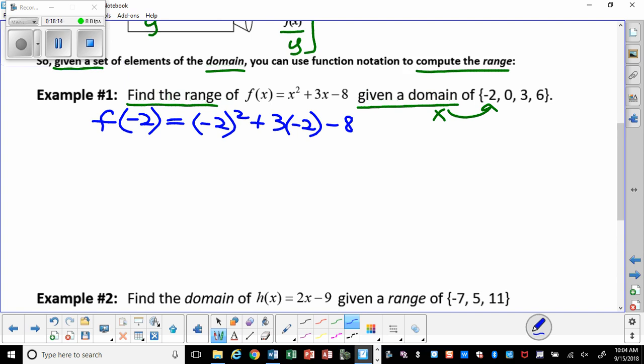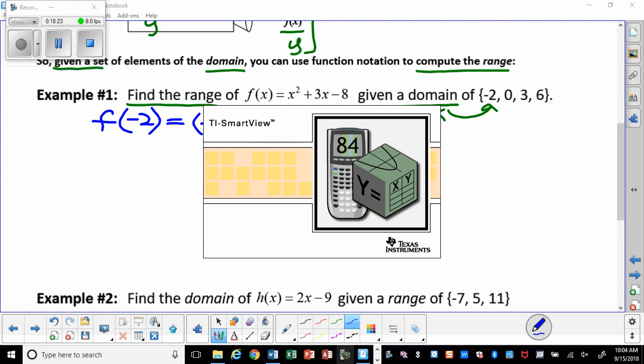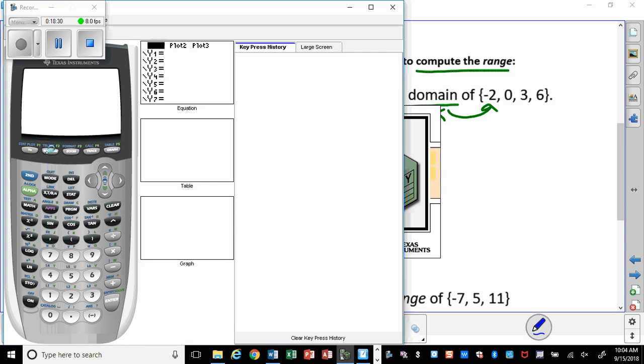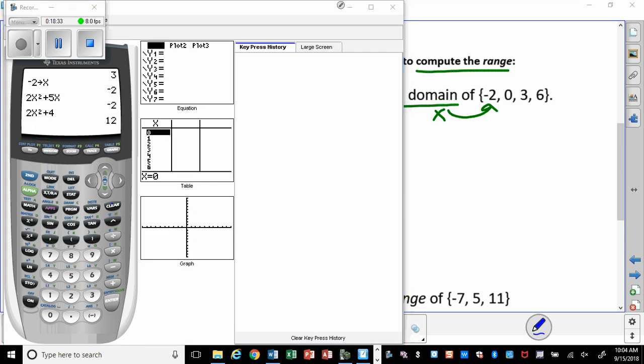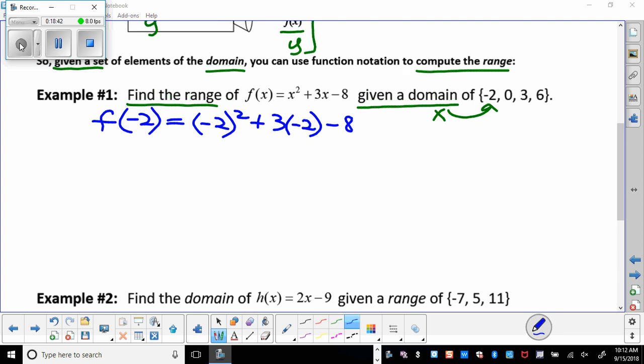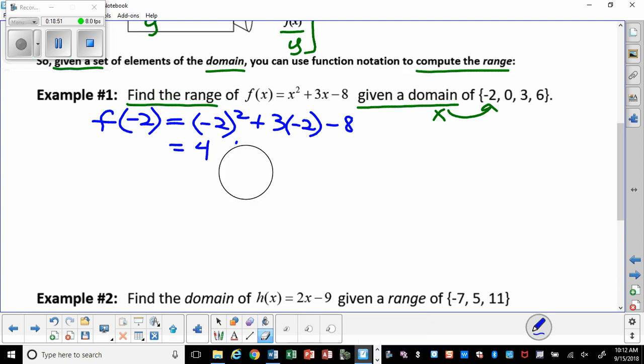And you can do that on your calculator. You can plug it in. You could use the store button, -2 store x. Okay, so if we put those numbers in, -2 squared is 4, then -6, -8. So I get -10.